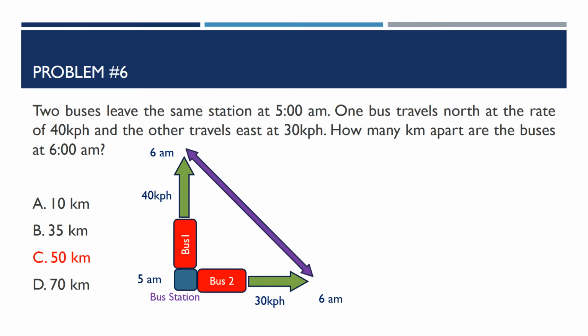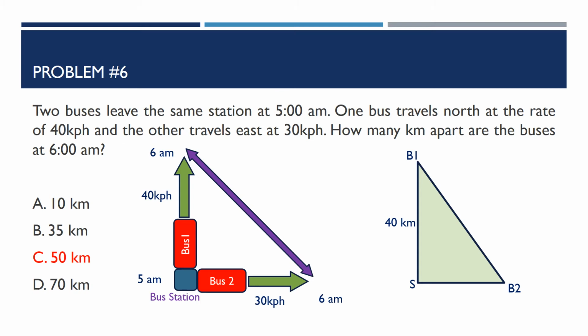How far are they? Basically it forms a right triangle, where this is the station, we'll name it S, and we'll name the corner on top B1, and the corner at the right B2. The distance from S to B1, since it's 40 kilometers per hour and 5 a.m. to 6 a.m. is exactly 1 hour, is 40 kilometers, because every hour it will reach 40 kilometers.